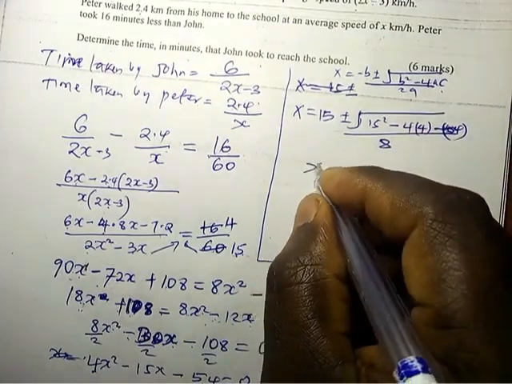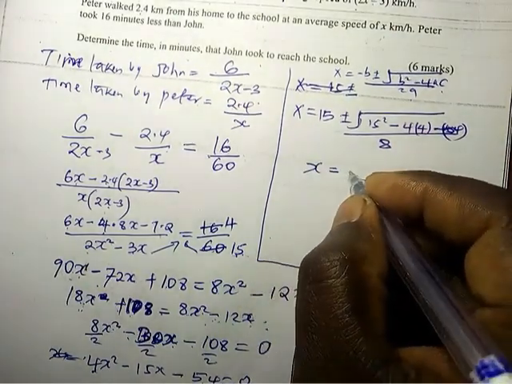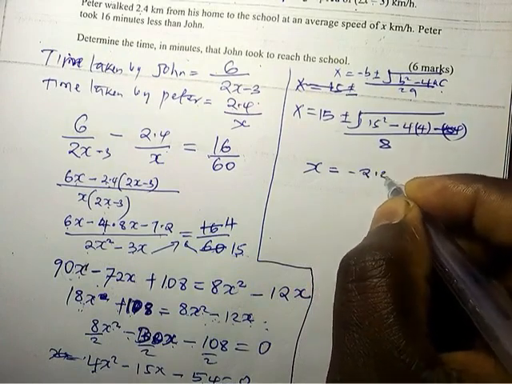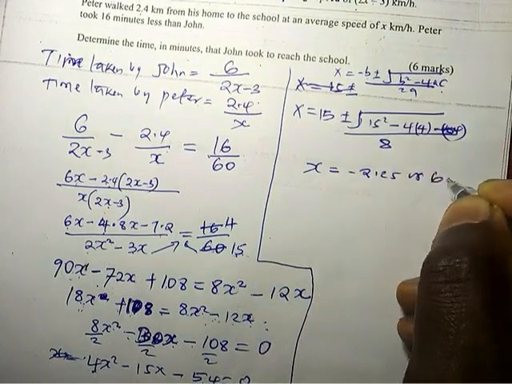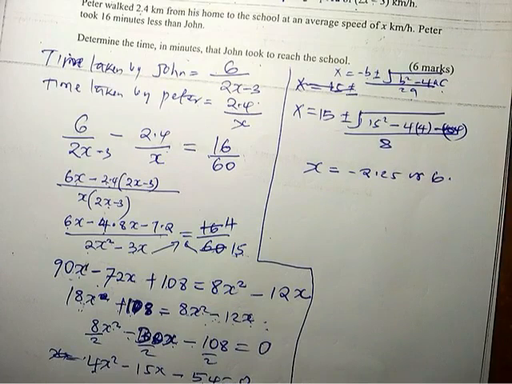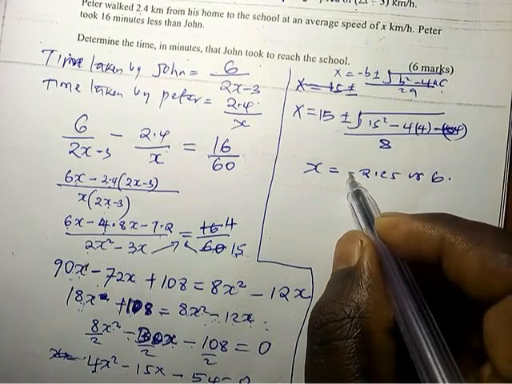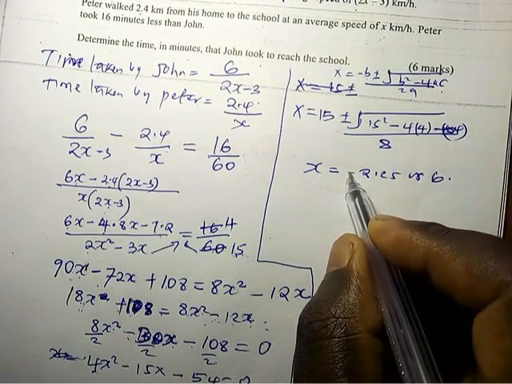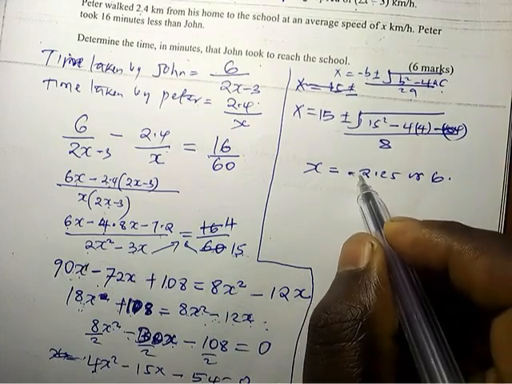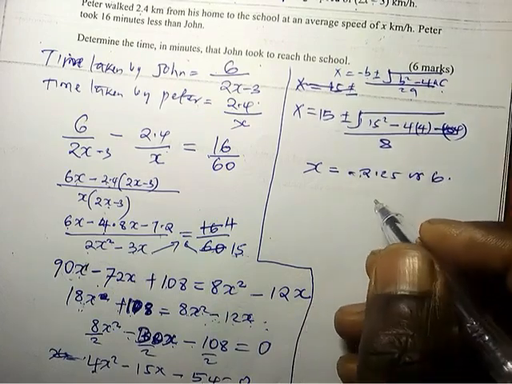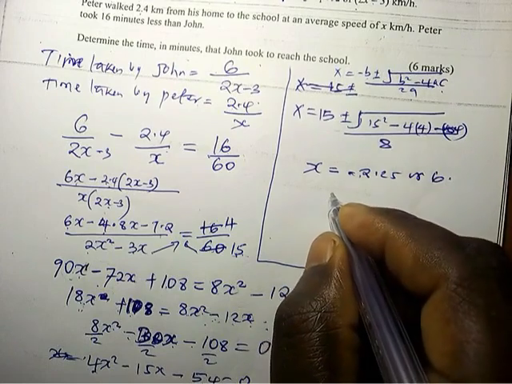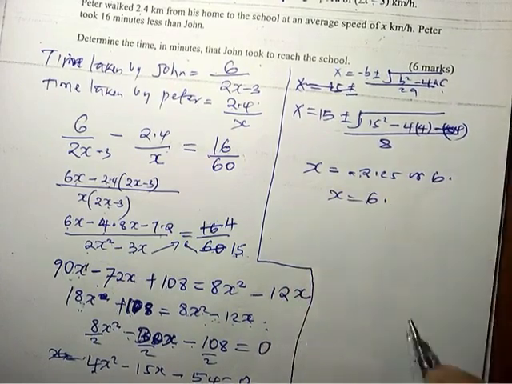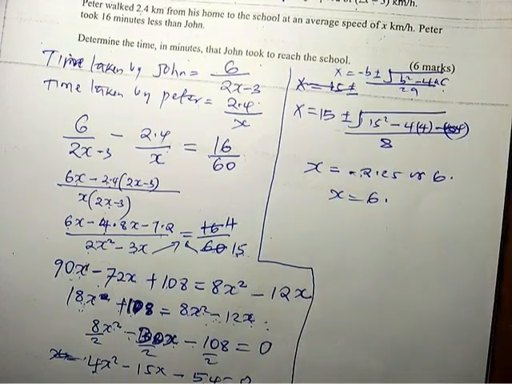So this one will give us x is equal to negative 2.25 or 6. But x, what is x? Speed. So we take speed to be positive, so we take the one that is positive, which is 6. So x is equal to 6.